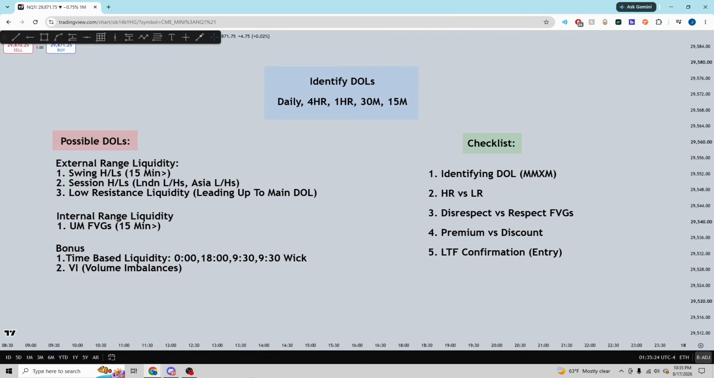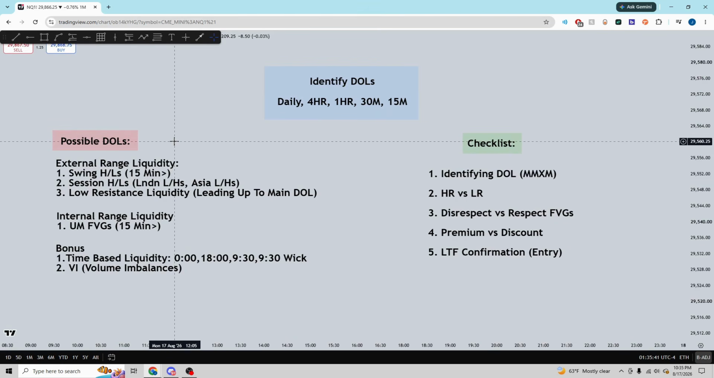So to identify your draw on liquidity, I use the higher time frames, that being the daily, the 4-hour, the 1-hour, 30-minute, and 15-minute chart. This is where you can identify your possible DOLs. So let's first understand what a draw on liquidity is.